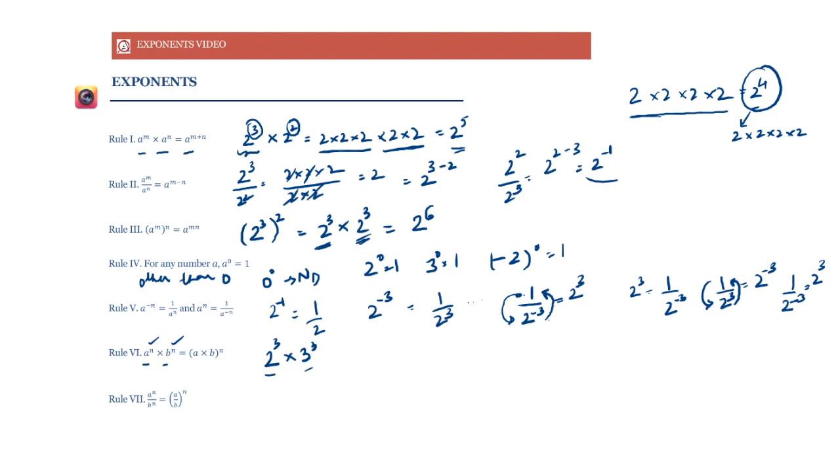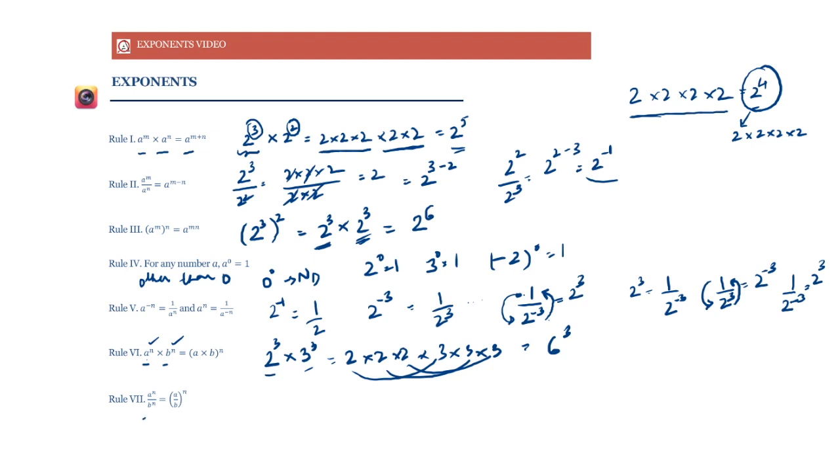Now the bases are 2 and 3, which are different, but both have the exponent of 3. Essentially, this is 2 into 2 into 2 into 3 into 3 into 3. Since the exponents are the same, we can say that this is 6 into 6 into 6. So this is 6 cube. So what happens is that the bases get multiplied, and then we have the same exponent n.